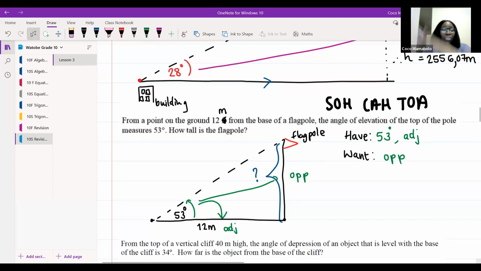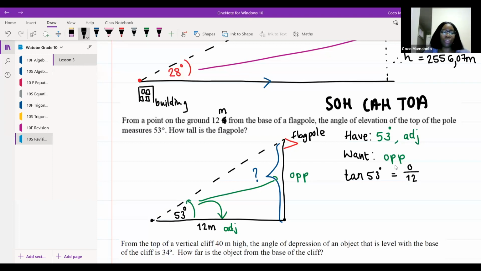And Patu's done already. Okay, good. We're looking for the opposite. So between SOHCAH and TOA, which one are we using, guys? That's it, David. We're going to use TOA. So I'm not going to waste any time. I'm going to go straight in. Tan of 53 degrees is equal to my opposite, which is the side I'm looking for, over my adjacent, which is 12.